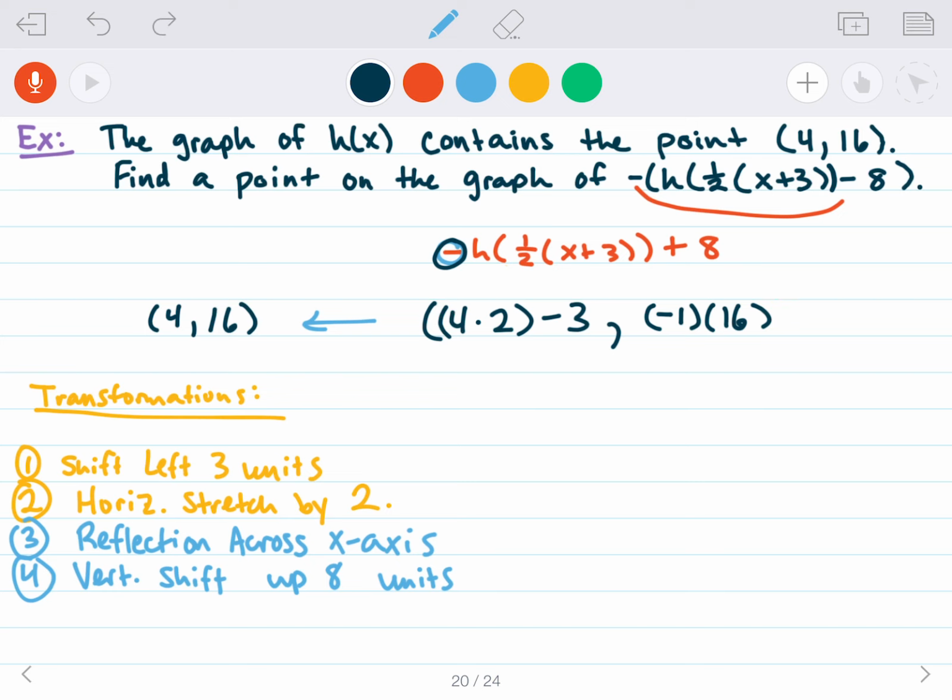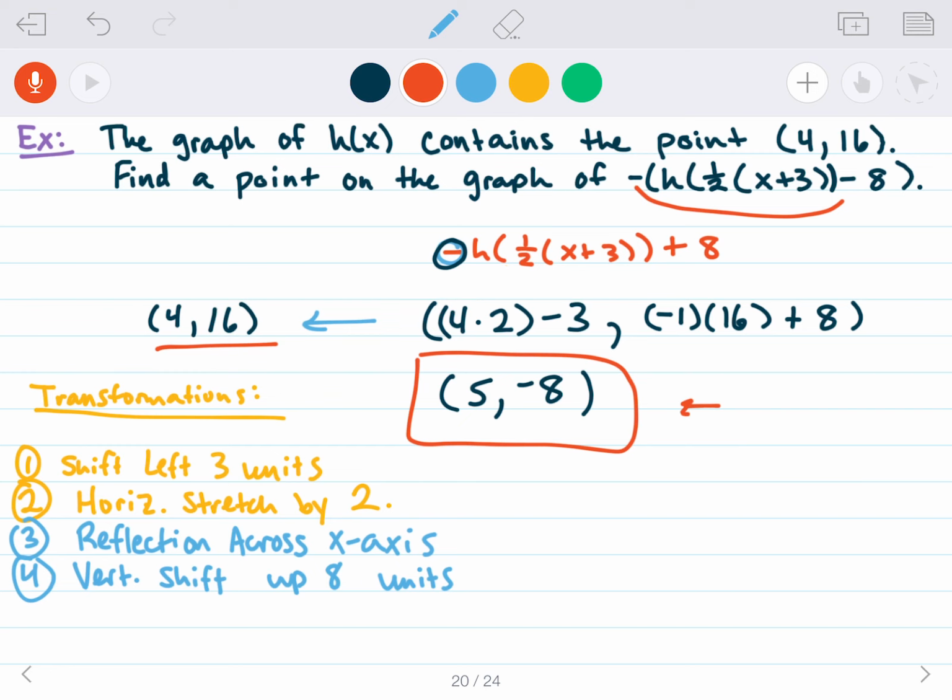All right, so when we do that, we get 8 minus 3, which is 5. And then -16 plus 8 is going to give us -8. So this is our answer here. This point has to be on our transformed graph of our parent function that contains (4, 16). So that is our answer.